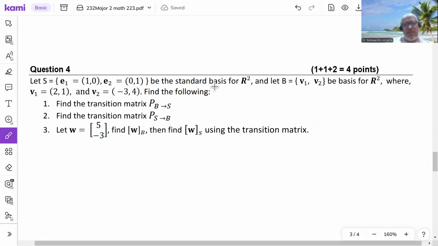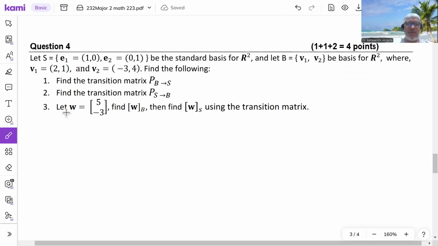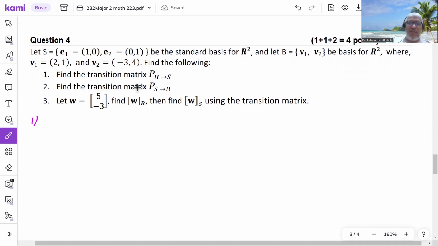S, the standard basis for R2. B, another basis for R2. Find the following: the transition matrix from B to S. To find the transition matrix from B to S, we need to transform from B to S. So we write S first here. S consists of (1, 0), which we write as a column, and (0, 1) as another column. So this is the basis S.